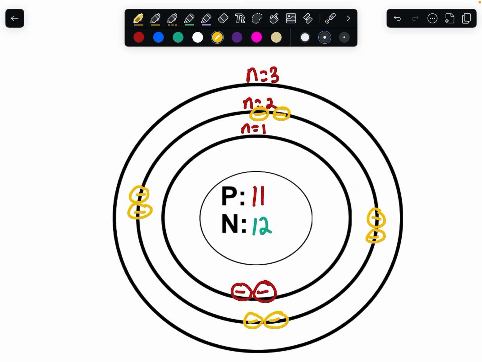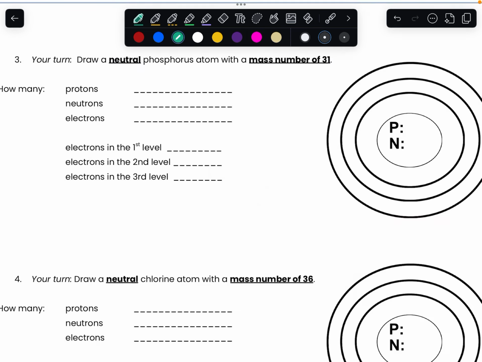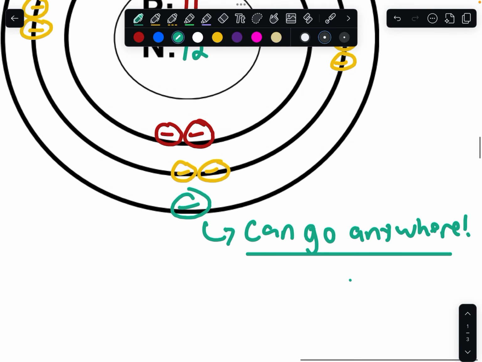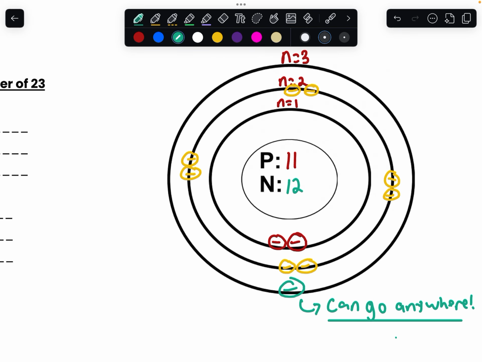Finally, I have the n equals 3 level. I have 10 electrons so far. That just gives me a spare electron to place on the very outside. This electron on the very outside, the last one I would put here, is actually an electron that can go anywhere, as in anywhere within this energy level. I could put it on the side here, on this side, or on the top. As long as it's in that n equals 3 level, that's good. It can go anywhere within n equals 3.